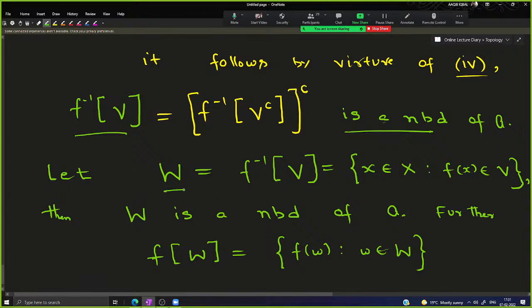Now here you are saying that W is the set of those elements whose f images are in V. So since this is the set of f images of elements of W, and the image of every element in W is in V, therefore this must be a subset of V, because the image of every element in W is a member of V.